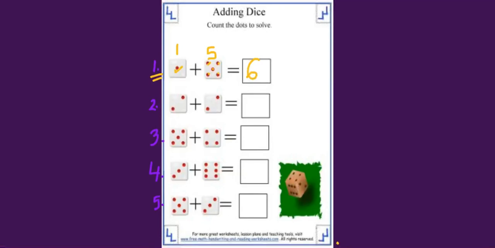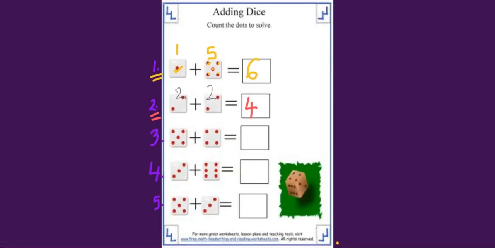Let's do number 2. Count 1, 2. So this number is 2. Plus count 1, 2. So this number is 2. Count the total. 2 plus 2. 1, 2, 3, 4. 2 plus 2 is 4. So we write the answer 4.